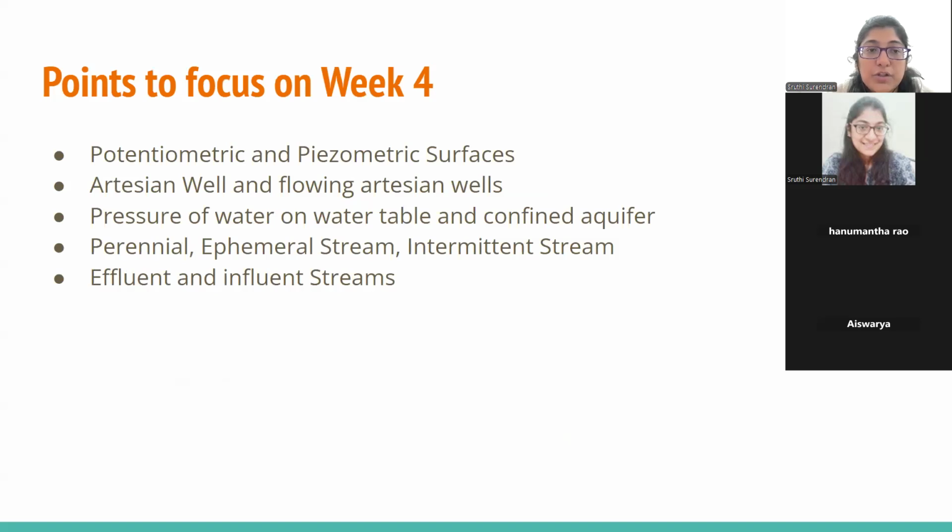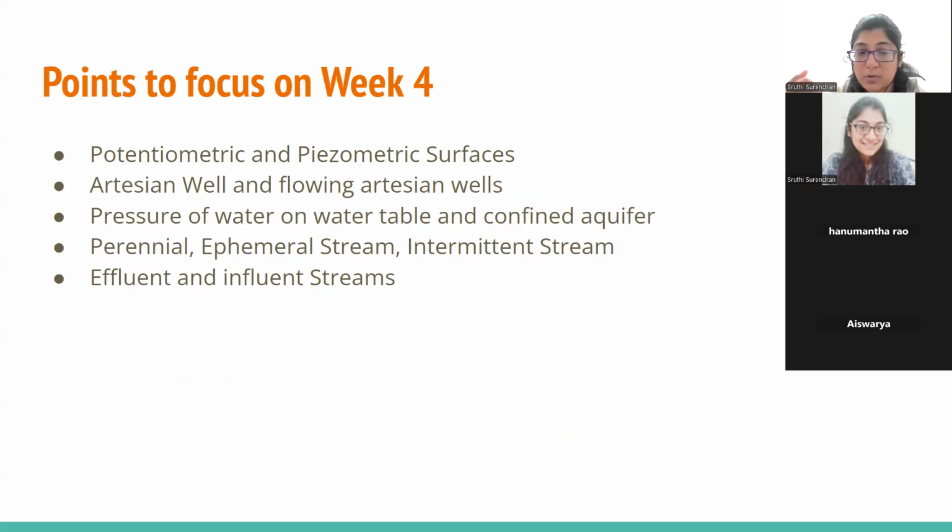So again, like I said, potentiometric and piezometric surfaces. What is that? What are artesian wells? What is a flowing artesian well? What will be the pressure of water in a confined and unconfined aquifer? What are perennial streams, intermittent streams, ephemeral streams?